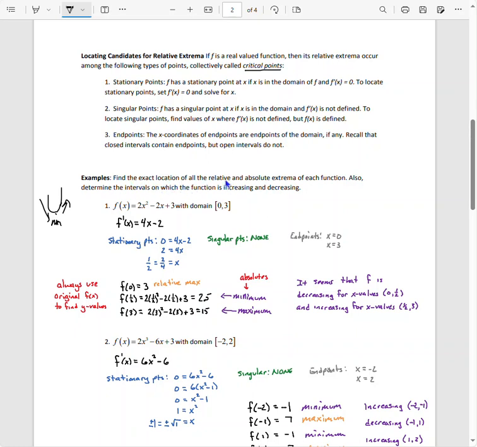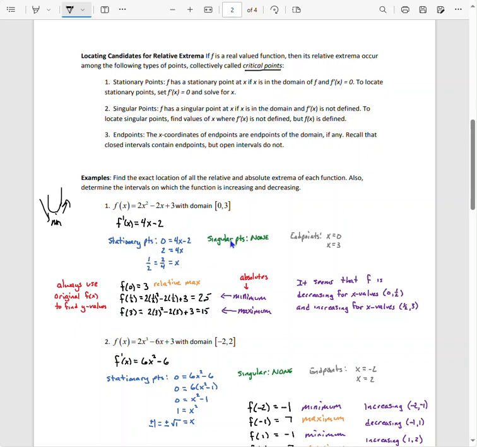To find the exact location of all extrema, critical points, first we find where the derivative is 0, and then we find where the derivative is not defined. So stationary points, find the derivative. Derivative of 2x squared minus 2x plus 3 is 4x minus 2 plus 0, so 4x minus 2. Stationary points occur where the derivative is equal to 0. 0 equals 4x minus 2, add 2 to both sides, divide by 4, and I find x equals 1/2. So x equals 1/2 is a point that I need to take a look at. It's critical for some reason.